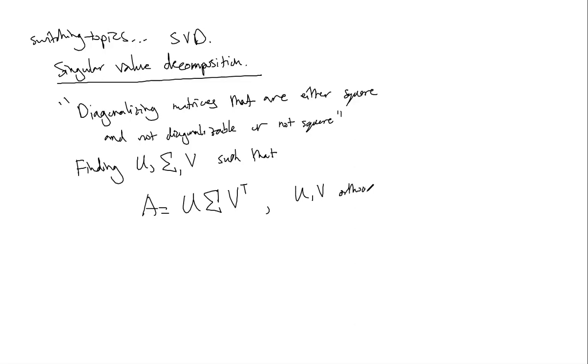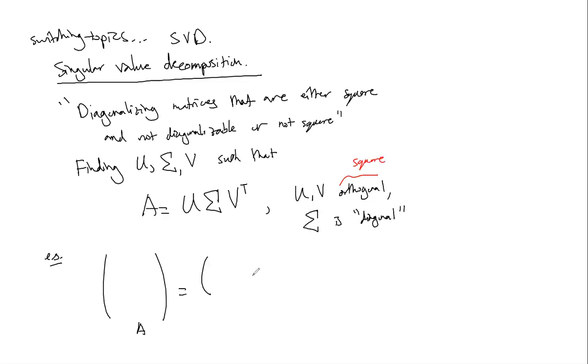where here U and V are orthogonal, and sigma is, I'll say, diagonal in quotes, because A may not necessarily be square, and so it is as diagonal as it can be. Just to give you a picture, maybe A is not square, maybe it looks like this. Then U and V are orthogonal, so necessarily these are square. So that means U looks like this. Sigma is the same dimensions as A.